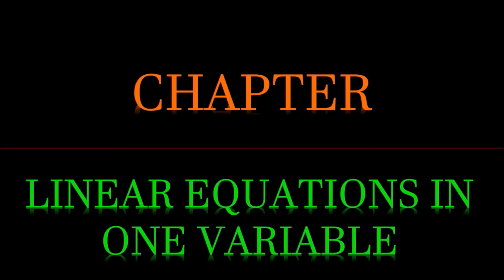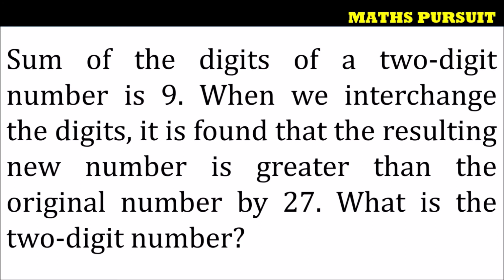Today we will look into the questions from the chapter called Linear Equations in One Variable. The given question is: sum of the digits of a two-digit number is 9. When we interchange the digits, it is found that the resulting new number is greater than the original number by 27. What is the two-digit number? So guys, let us see how we can answer this question.